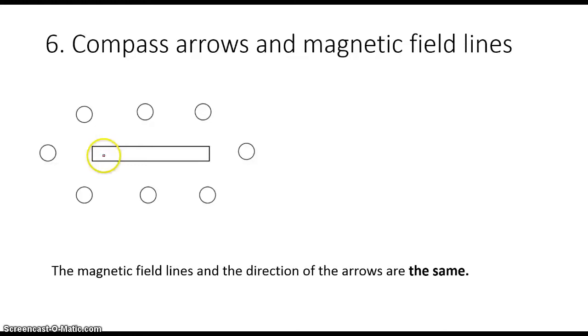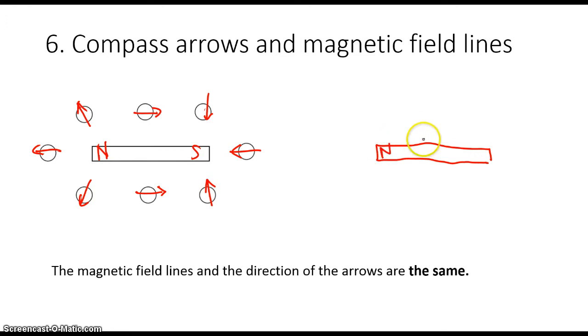Let's draw the compass arrows again. So north, north, north. This should point towards the south. Let's erase this. Let's make it better. So this one points towards the south, points towards the south, points towards the south, points towards the south. So compass arrows are basically what you see concretely, as represented by the magnetic field lines.